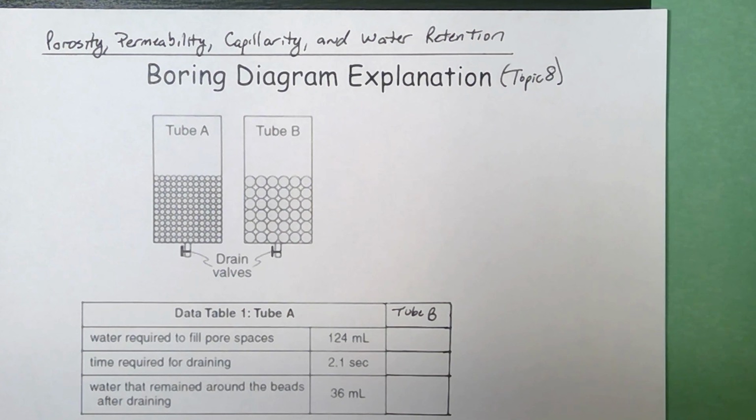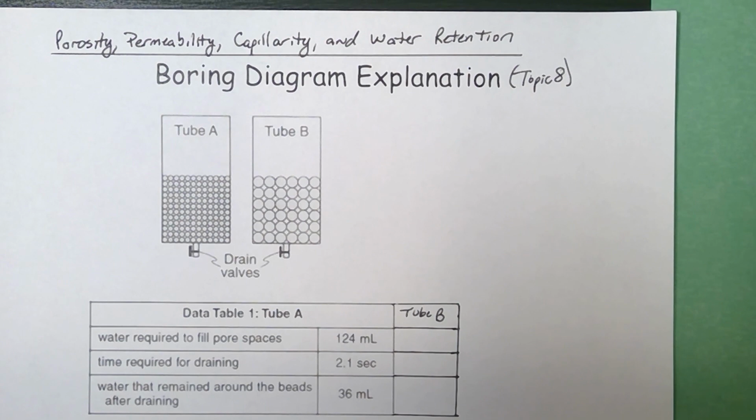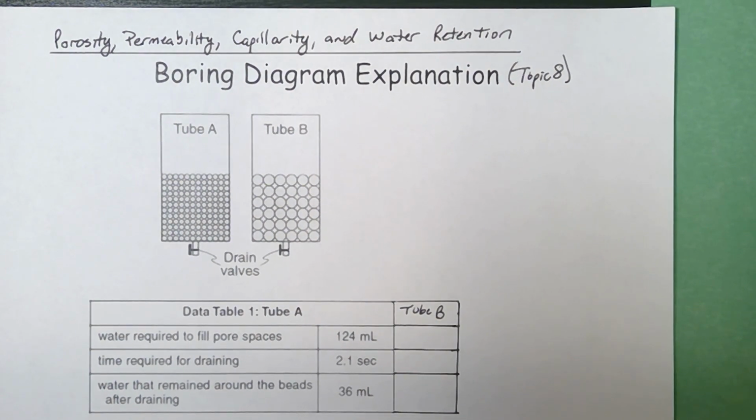So we're starting off with two tubes. You'll see that those two tubes are filled with beads. The beads are sorted, which means they're all the same size and the same shape, at least within each sample. So you have equal volumes of two beads. You'll notice there is a drain valve on the bottom, and that drain valve is closed.